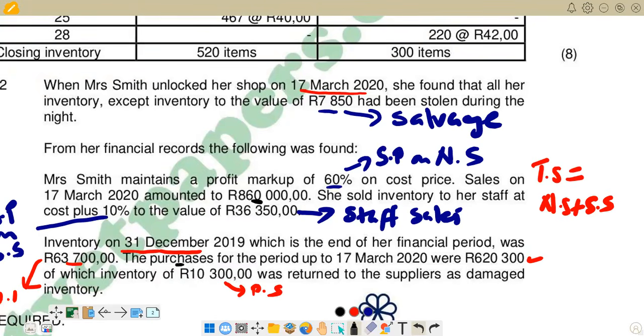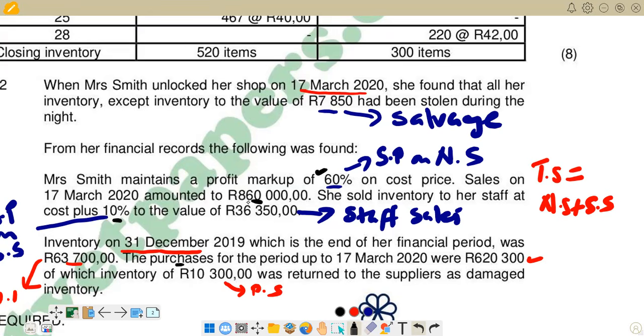So we now know that the gross profit on normal sales is 60% here, and the gross profit on staff sales is 10%. So what we are going to do is calculate the gross profit amount on normal sales, and then calculate the gross profit amount of staff sales separately. Then we add the two gross profits together and put the total amount in the trading account. So let's start with normal sales.